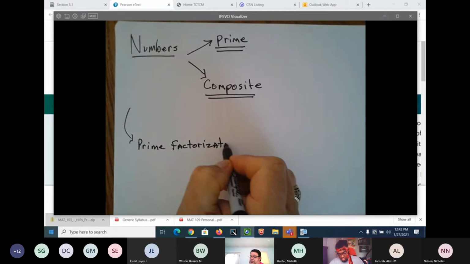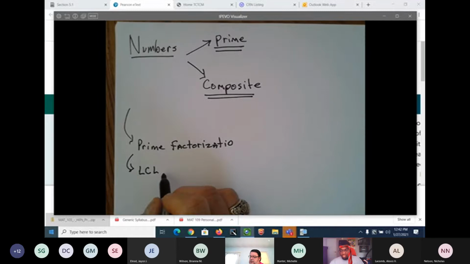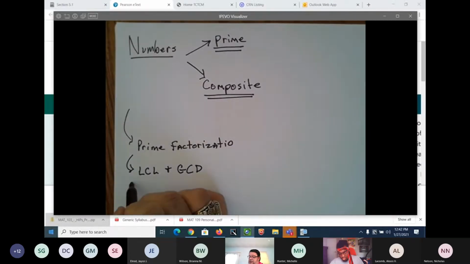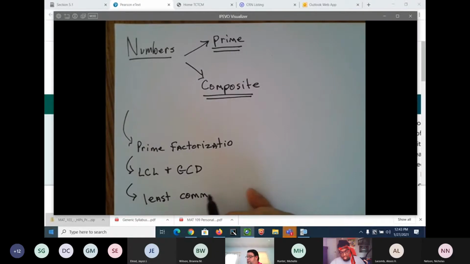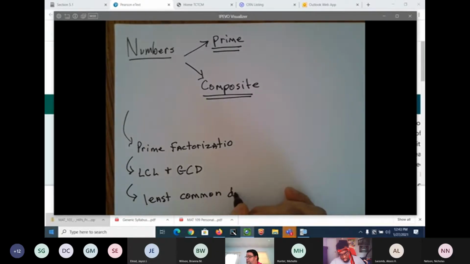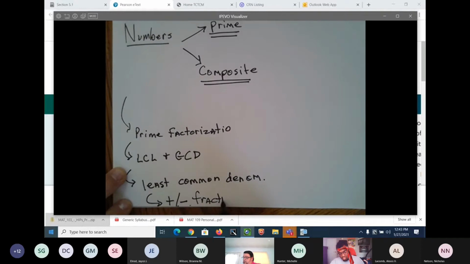And that leads to LCM and greatest common divisor. And that leads to this least common denominator. Which leads to adding and subtracting fractions. Which I think this is 5.3.